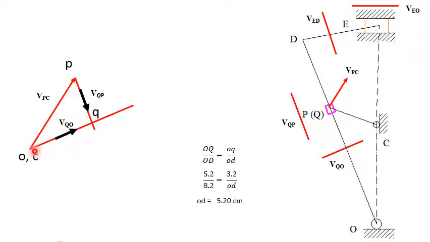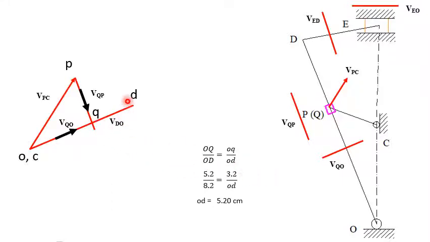Now measure along this line 5.2 centimeter and locate point d. I got point d at this point, and its length from here to here is 5.2 centimeter. Now that I have point d, I can easily locate this velocity ED. Out of this ED, D is known, therefore from point d, parallel to this, draw a line.